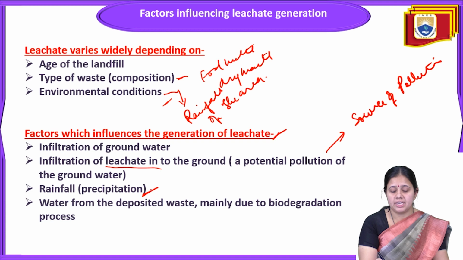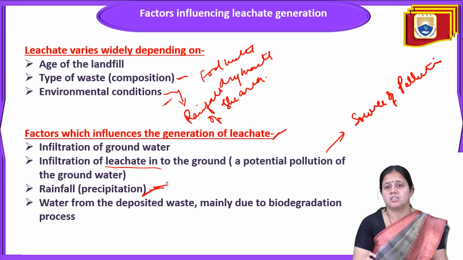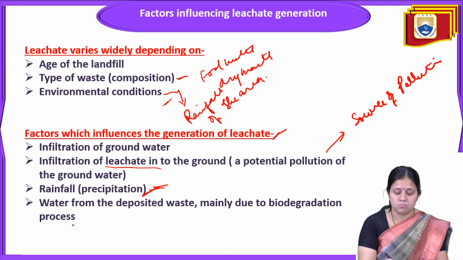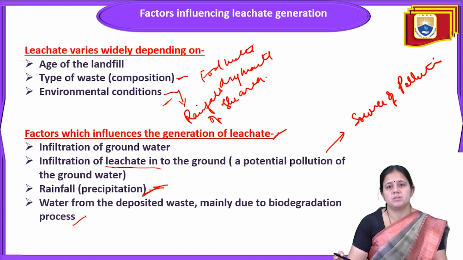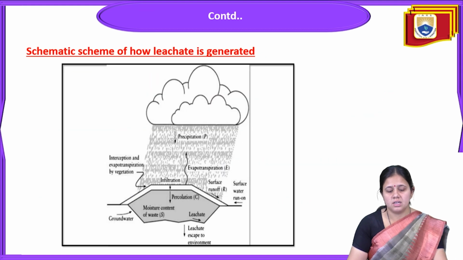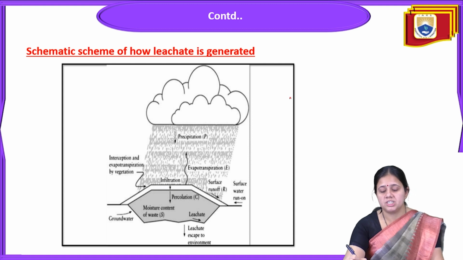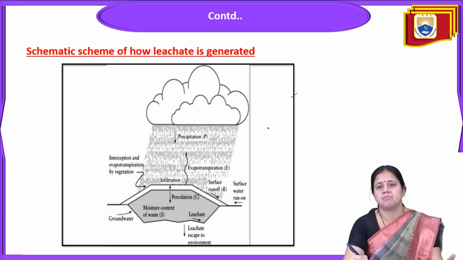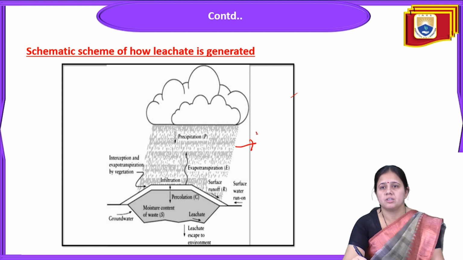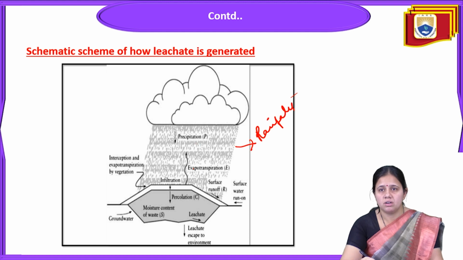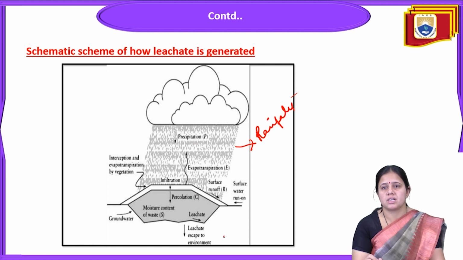Then the rainfall, like precipitation, and waters from the deposited waste, mainly due to the biodegradation process. So, waters from the deposited waste: which type of waste has been deposited, and the degradation through the whole biodegradation process. See, this is the schematic scheme of how leachate is generated in a landfill. So rainfall will be there. You can see this is the rainfall.